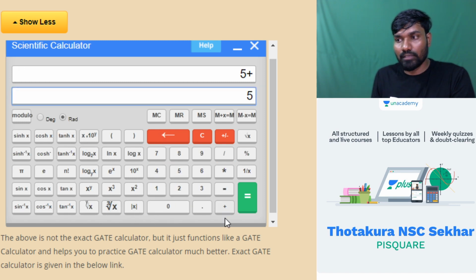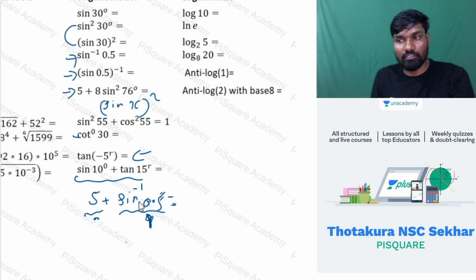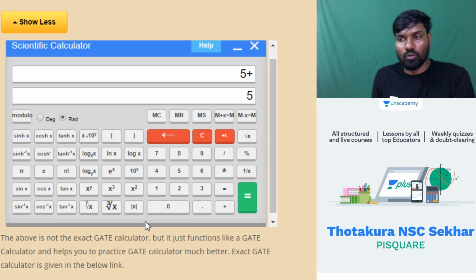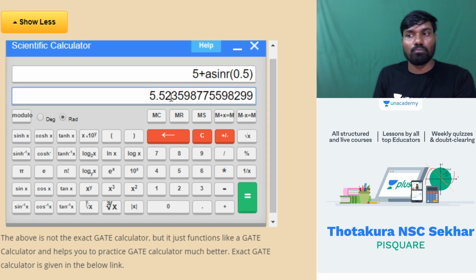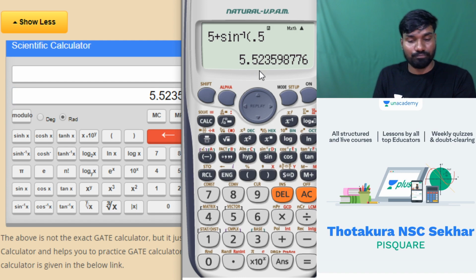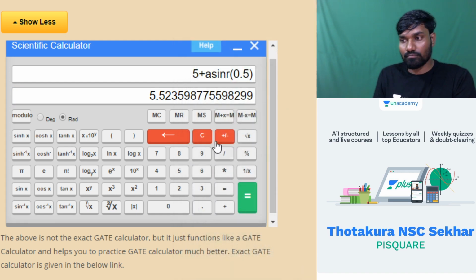5 plus, what should I get? Sine inverse 0.5. Go for 0.5. It's just like a regular calculator. Nothing special here. Sine inverse x first, so 0.5. Sine inverse. 5.52. Here also we got the same. This is the way. I think somebody is asking about it. This is the one. You should go with it.